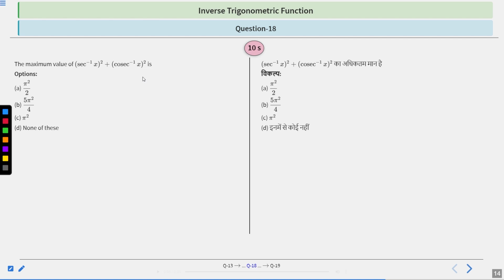The hint of this question is, first you can try to apply the formula of sin inverse x plus cos inverse x, right? As sec inverse x can be written as cos inverse 1 by x, and cosec inverse x can be written as sin inverse 1 by x. Clear? And try to adjust or simplify the given expression to get the required answer, right? In this way you can try to approach this question. You have 10 seconds to solve or think about this question. After 10 seconds, we can move to the solution part, right?